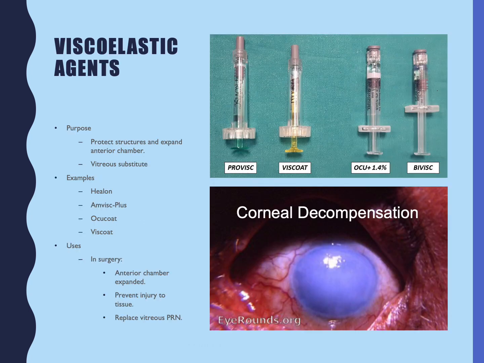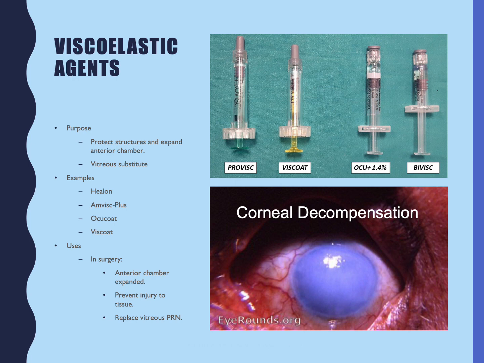The next category of ophthalmic medications is viscoelastic agents. And viscoelastic agents are supplied pre-measured. They come in sterile syringes with blunt tip cannulas, and most require refrigeration until we use them. And on the top right, you can see a variety of viscoelastic agents. Some examples include Healon, Amvisc, OcuCoat, and Viscoat. I have also heard of Duovisc.